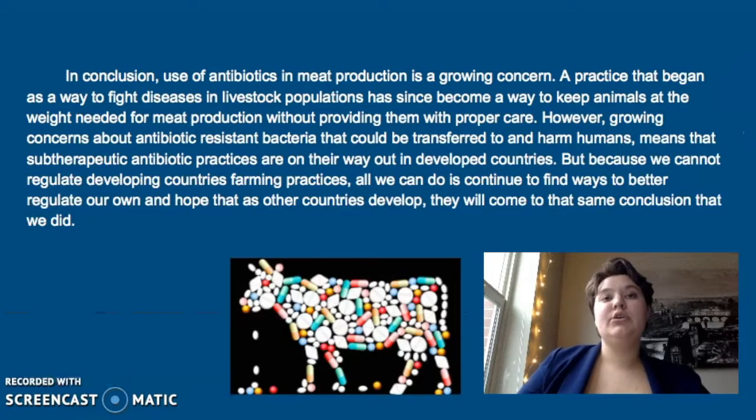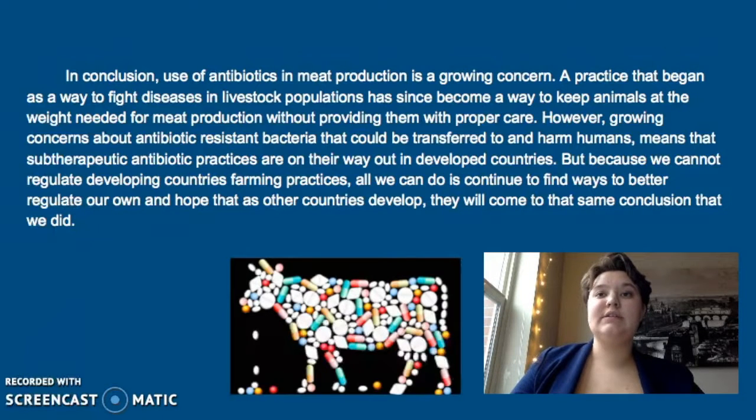In conclusion, use of antibiotics in meat production is a growing concern. A practice that began as a way to fight diseases in livestock populations has since become a way to keep animals at the weight needed for meat production without providing them with proper care. However, growing concerns about antibiotic-resistant bacteria that could be transferred to and harm humans means that subtherapeutic antibiotic practices are on their way out in developed countries. But because we cannot regulate developing countries' farming practices, all we can do is continue to find ways to better regulate our own, and hope that as many other countries develop, they will come to the same conclusion that we did.